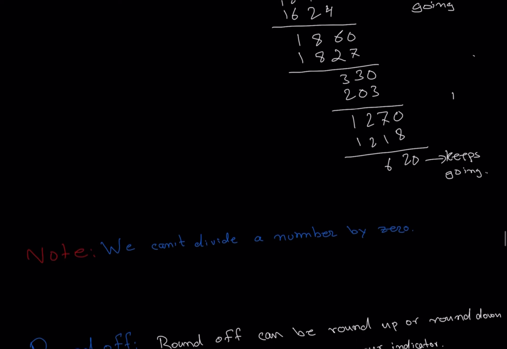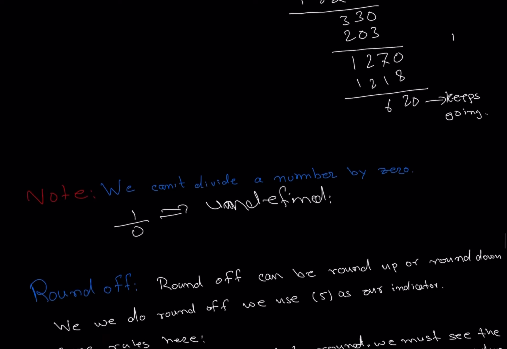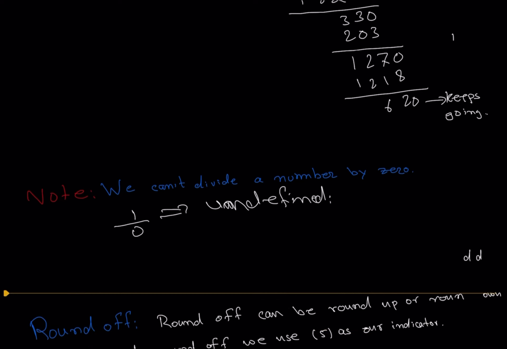There is a rule: we cannot divide a number by 0. Anything divided by 0 will give you undefined. 1 divided by 0 is undefined. That does not exist, so we cannot divide anything by 0. We will do a couple more examples here. Okay, let's do this one.